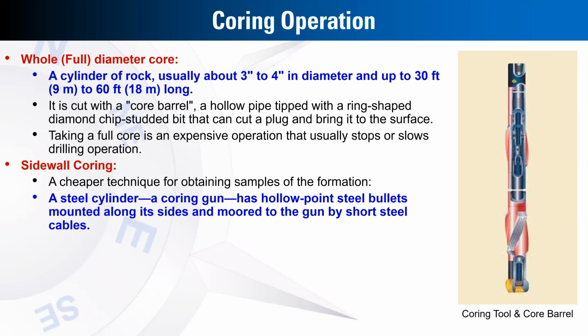While the sidewall coring process is a wireline technique that can be used to acquire certain core samples at specific depths. It's typically a cheaper technique for obtaining core samples and rock samples from a reservoir at certain depths using a coring gun.